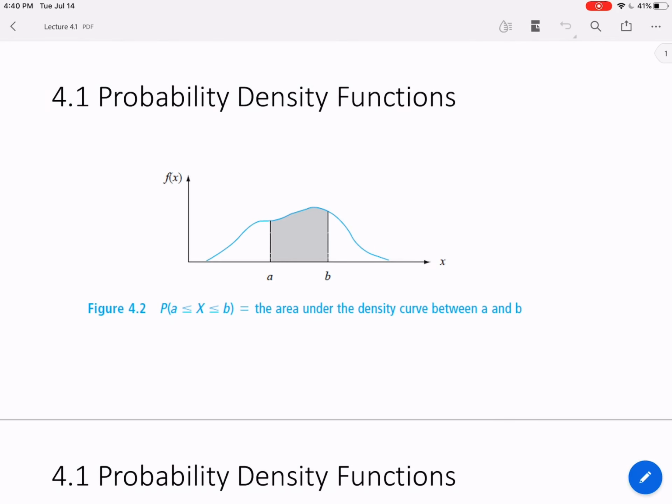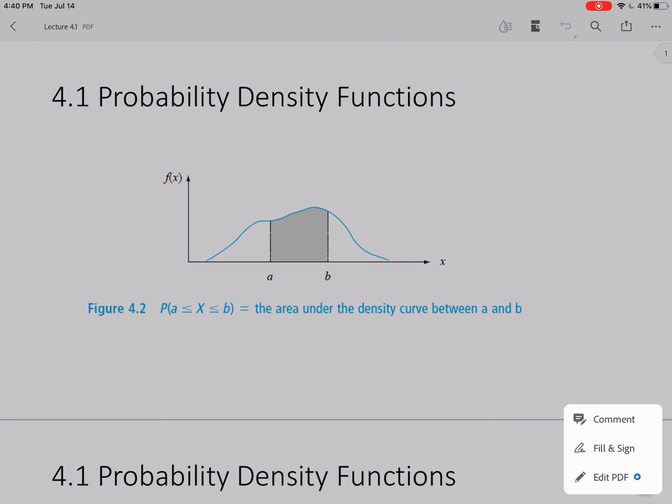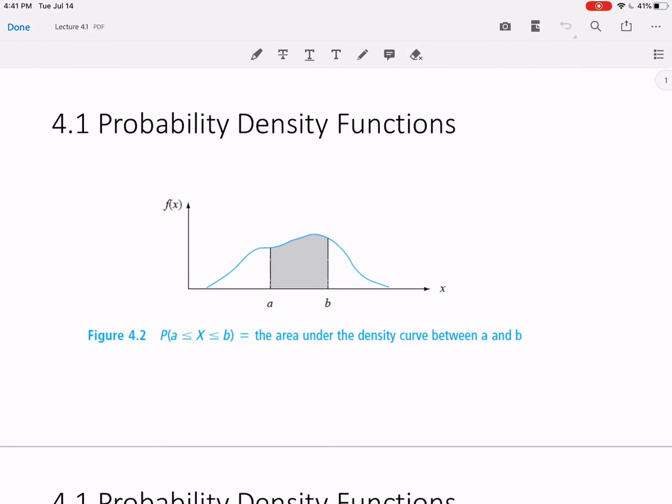All right, in this video, we get into chapter 4. We start with 4.1, probability density function. So before getting into the definition of probability density function, let's take a look at this graph here.